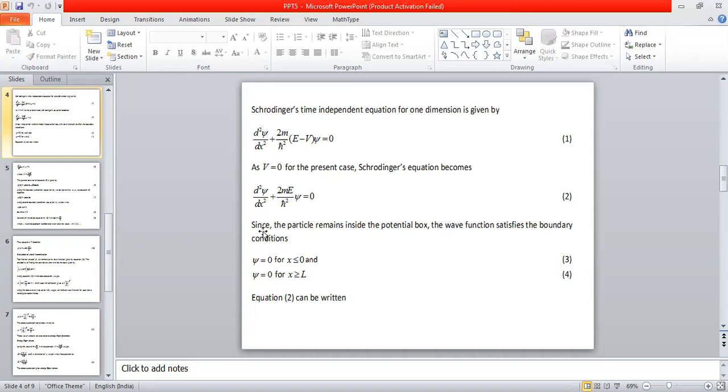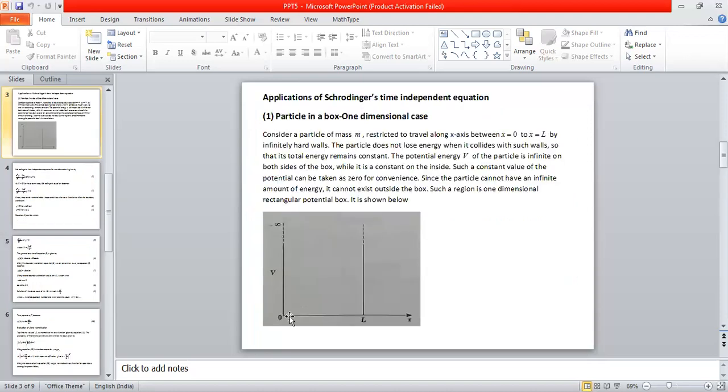As I have mentioned, the particle cannot exist outside the box. It has to be inside the potential box itself. So we can put certain restrictions on the wave function of the particle. The wave function satisfies certain boundary conditions. The wave function of the particle must be 0 for the region x less than or equal to 0. The particle cannot exist beyond x is equal to 0 on the left side of the diagram, so the wave function must be 0.